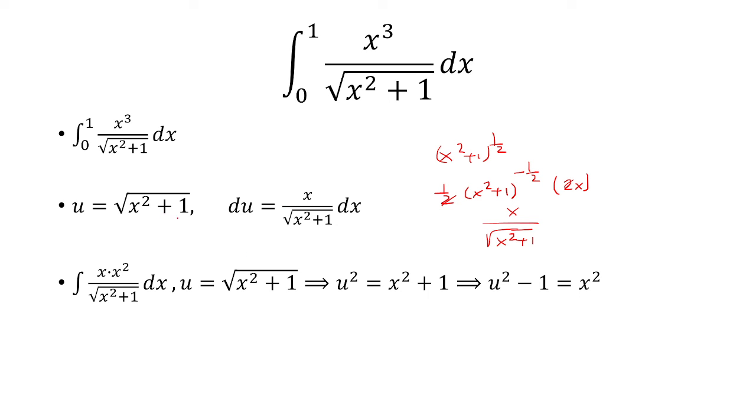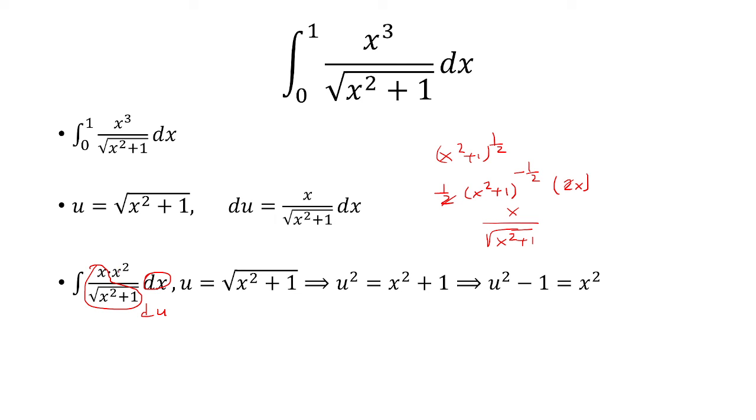Okay. So one thing to note is here I broke it up. So x cubed is x times x squared. The reason I did that is because I know that x over the square root of x squared plus 1 is going to be du. So this that is circled is du.